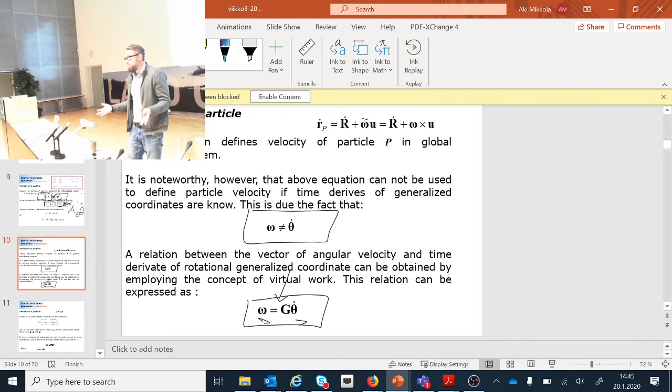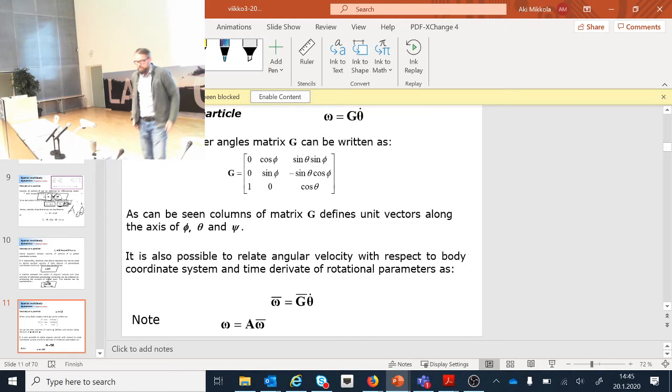So what does it mean? Well, first of all, let's take a look at how this T is. And now, the first important observation regarding the T is that it is, of course, depending on your selection of rotational parameters. The way that I'm introducing the G-matrix here is based on Euler angles. But of course, if you're using Euler parameters, then the G-matrix will have a completely different form, even different dimensions, because we are dealing with four parameters. But in the case of Euler angles, this is how you can write the G-matrix.